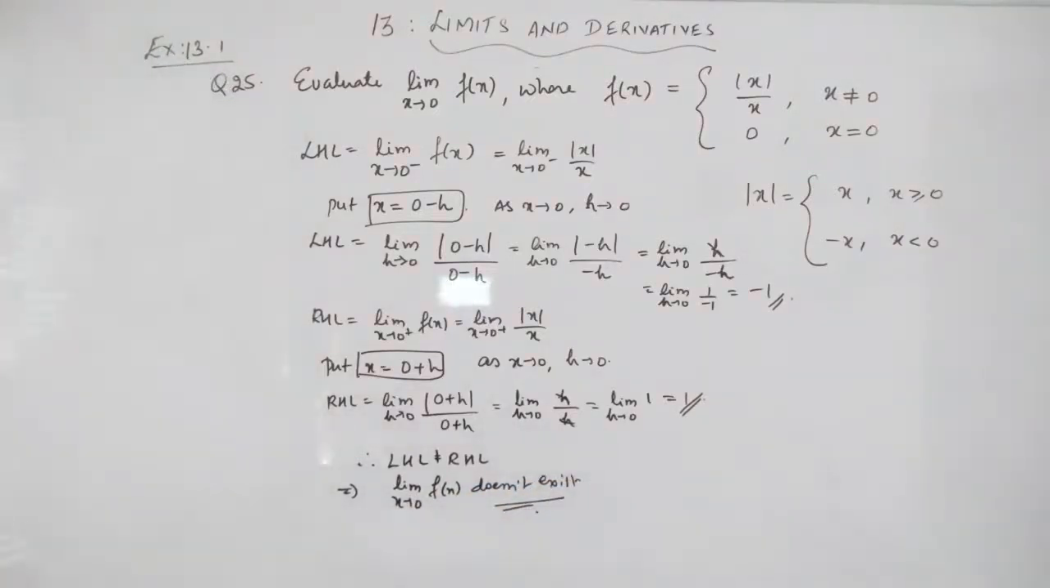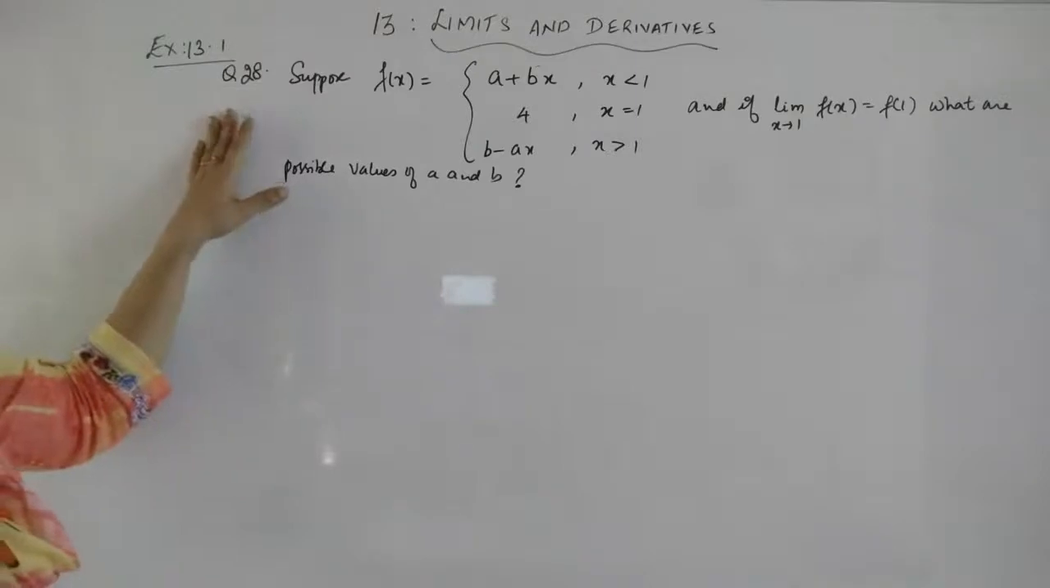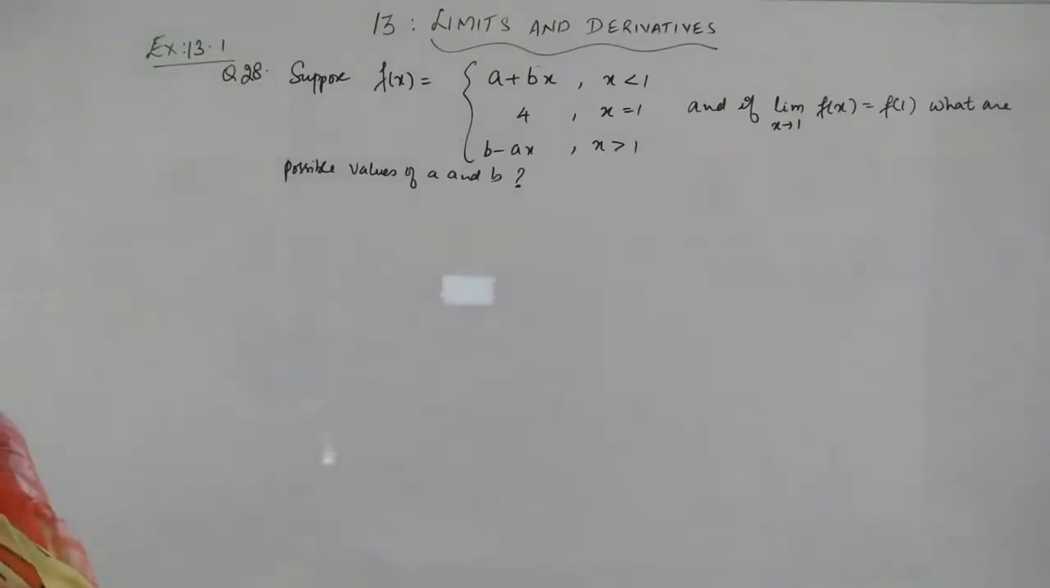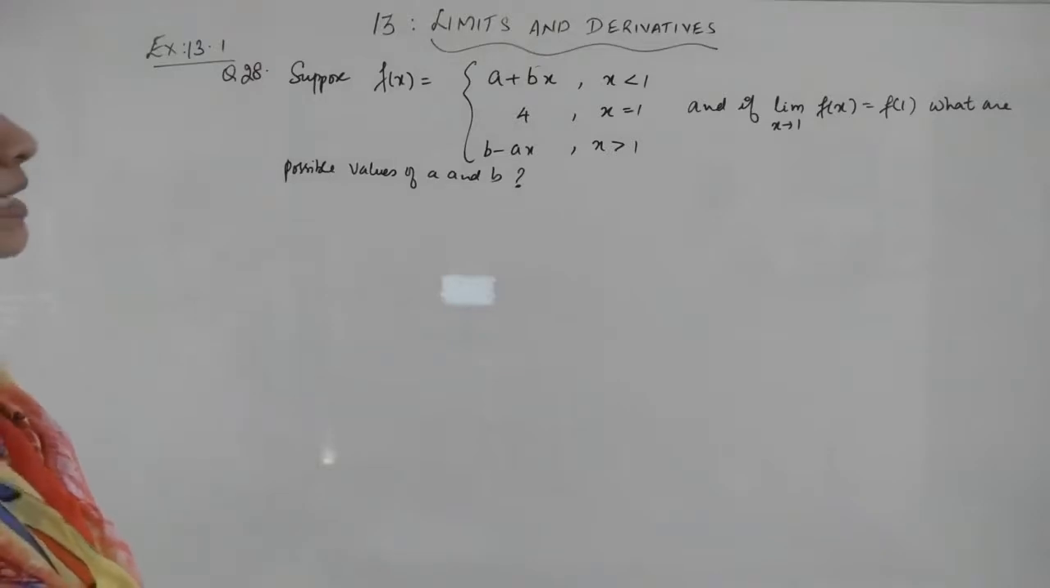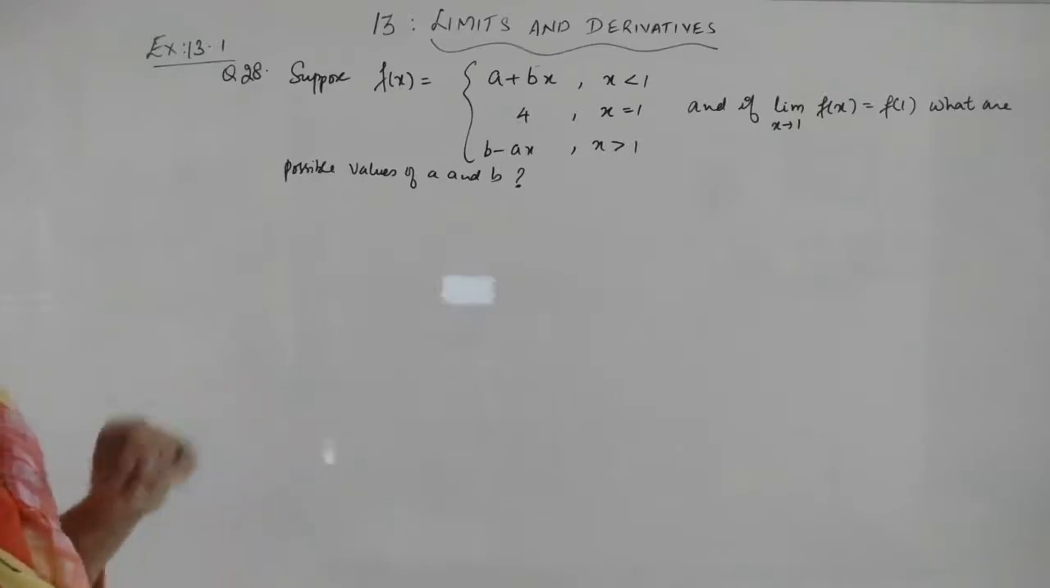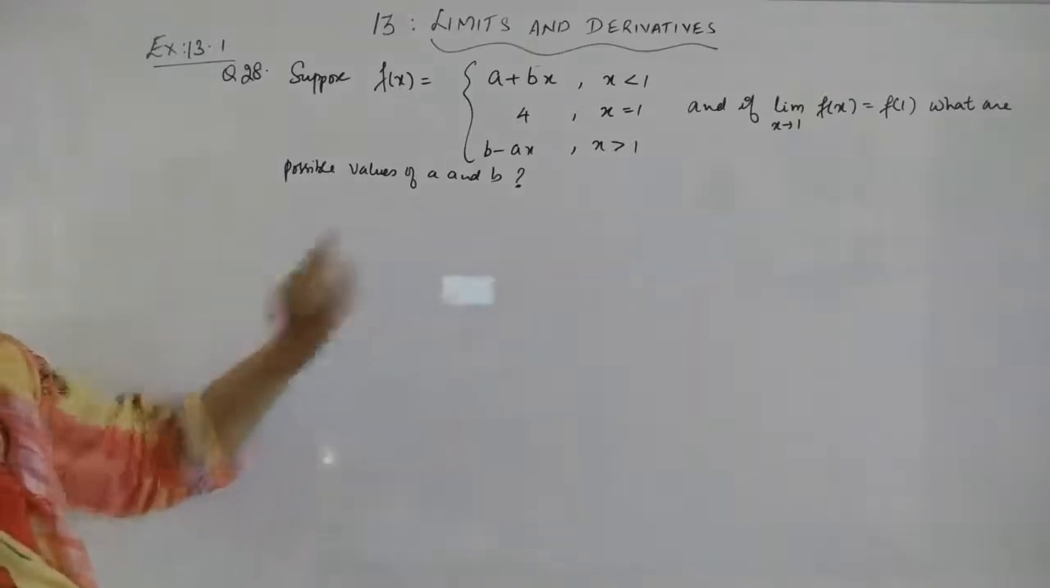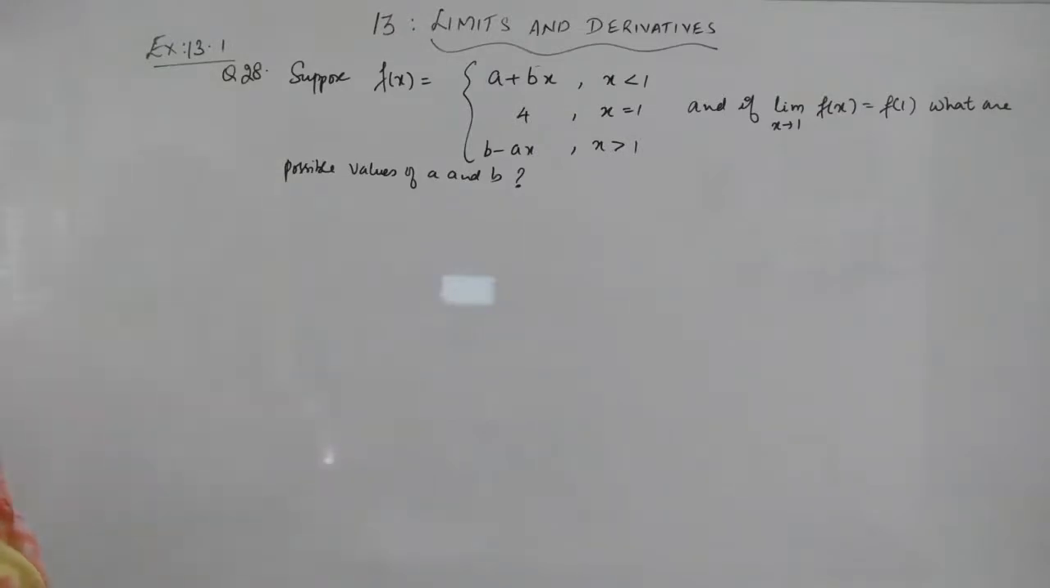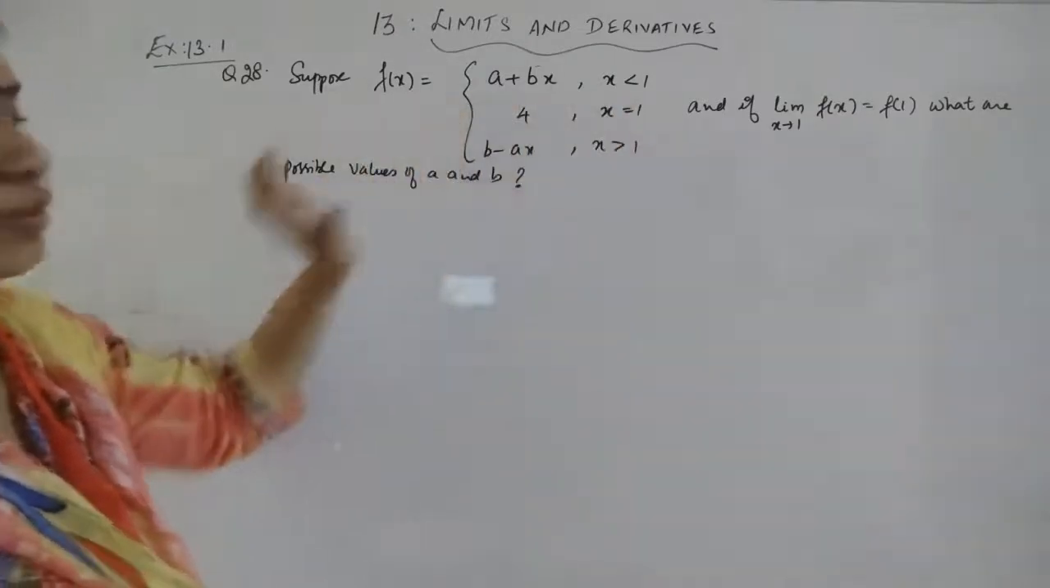Okay. Question number 28 is, suppose f of x is equal to a plus bx when x is less than 1, 4 when x is equal to 1, and b minus ax when x is greater than 1, and if limit x tends to 1, f of x equal to f of 1. This is given. What are the possible values of a and b? So you have to find out the values of a and b when this condition is given and the function is given to be like this.